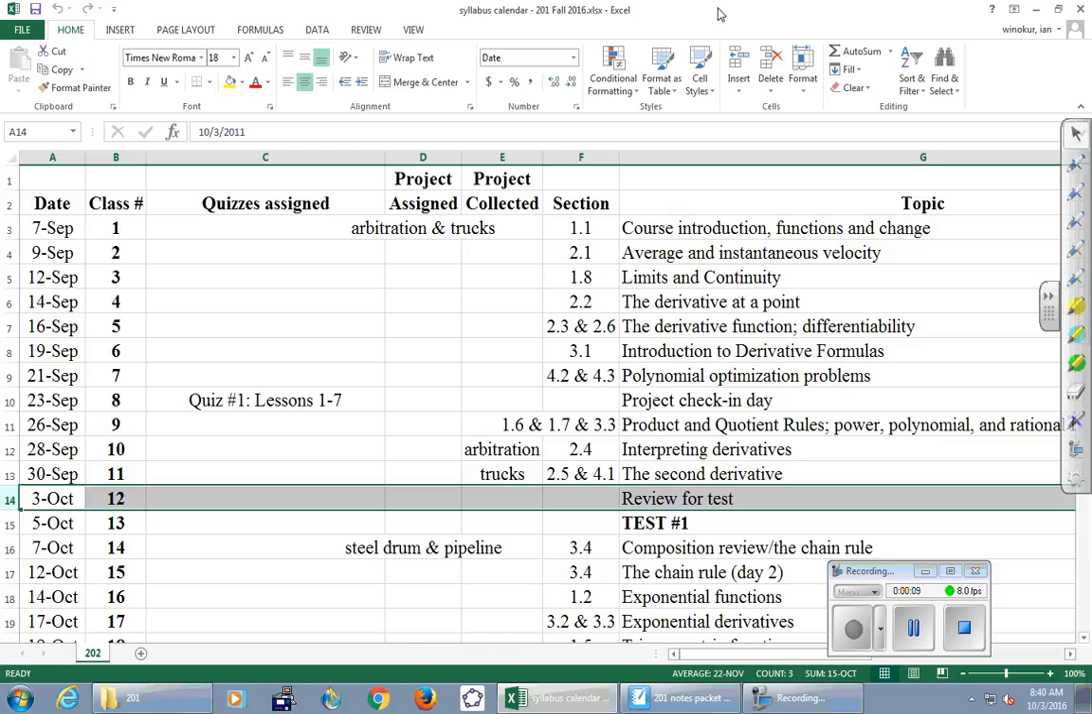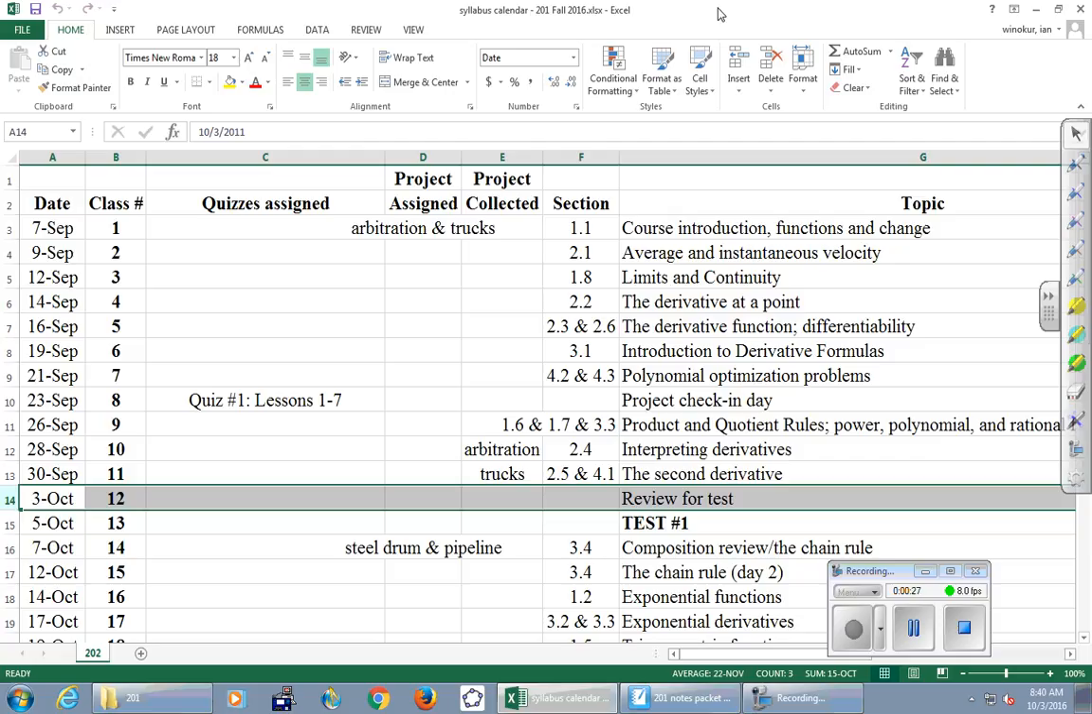Today is our 12th class, and today is our review day. We're just going to talk generally about the test, and then you'll spend most of today doing some practice problems. Our test is coming up this Wednesday, October the 5th. It is on everything, the first 11 classes of material that we covered.